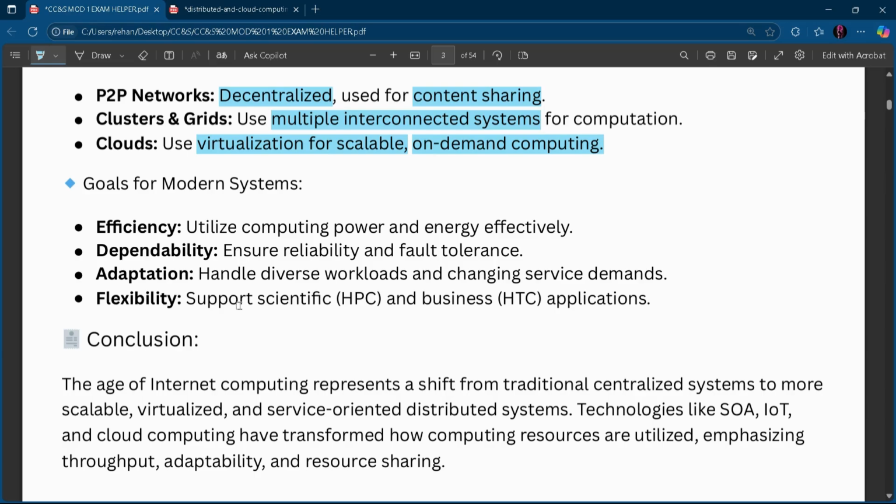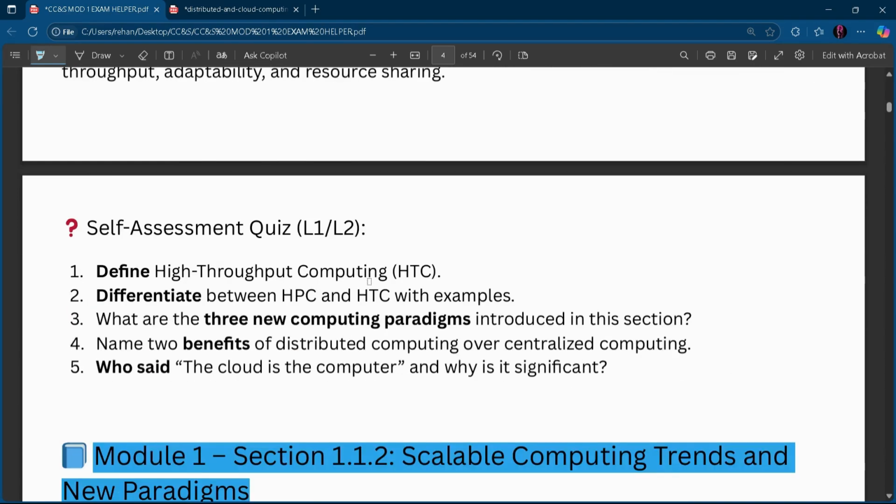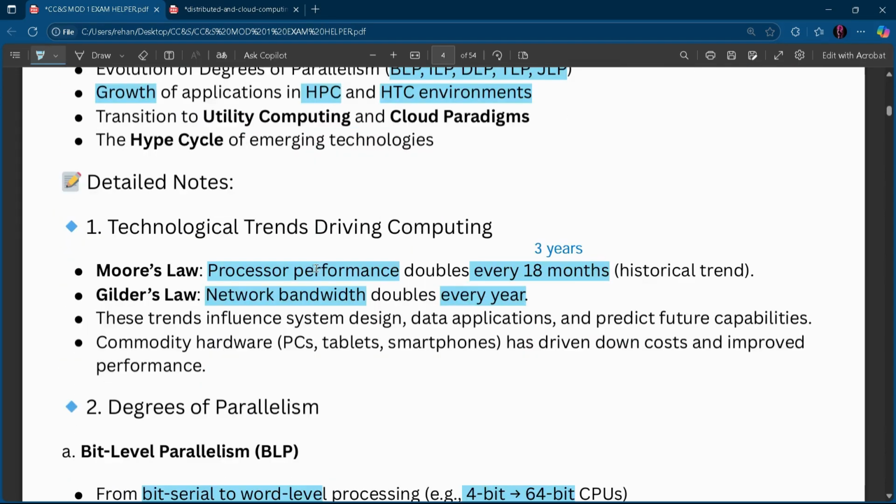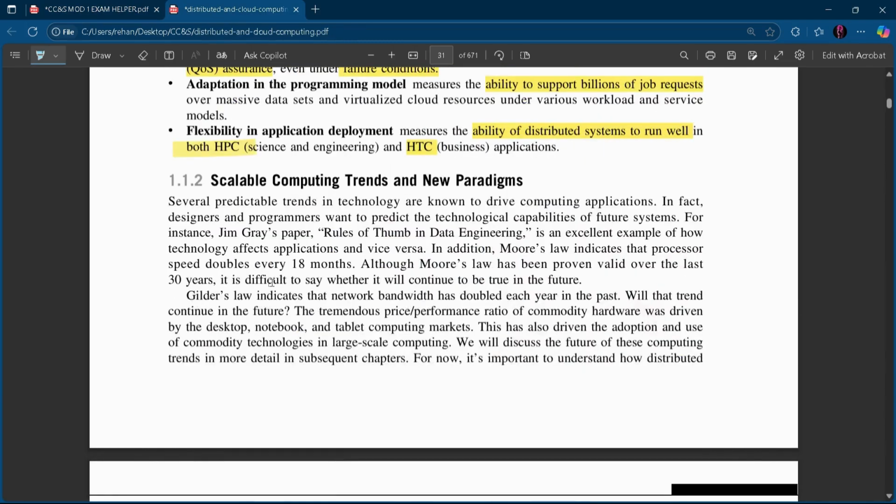Adaptation handles diverse workloads and changing service demands, based on previous years and the latest techniques, technology, and services, how well it is able to adapt to those things. Flexibility supports both HPC and HTC. HPC is for mostly scientific work, HTC is for business. That completes this part. We'll move to scalable computing trends, the new paradigm. So we have completed 1.1.